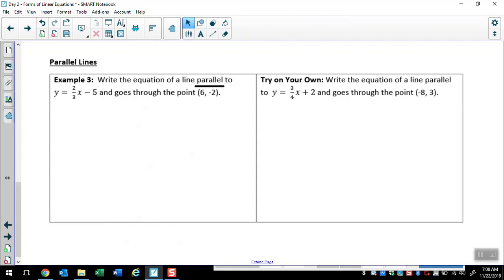So in this case, since we have one equation here, we need to write an equation of a line that's going to be parallel to this one.